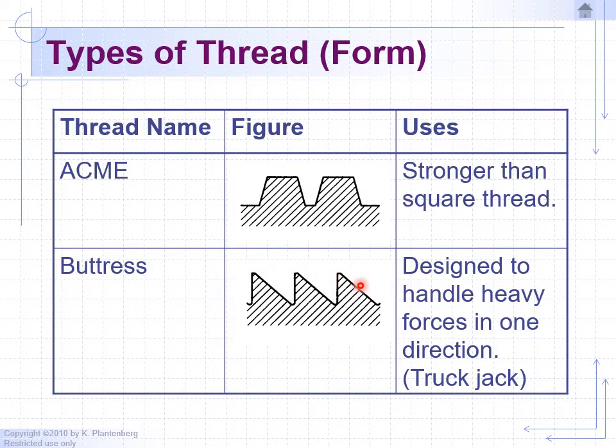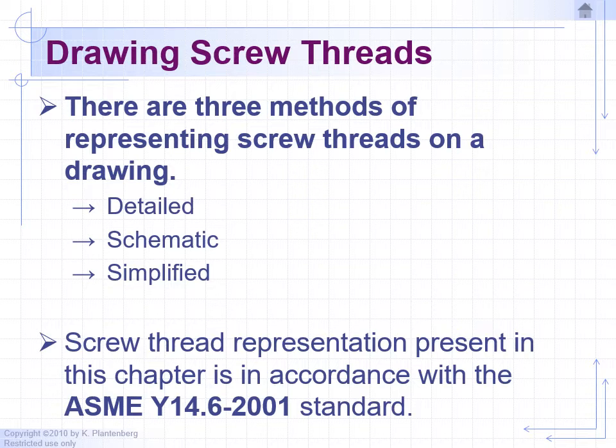And for lifting, like jacks, we want to use the buttress threads. They're a lot stronger. Okay, so how do we draw screw threads on a drawing? There are three methods of representing screw threads on a drawing: the detailed, the schematic, and simplified. Screw thread representation presented in this chapter is in accordance with the ASME Y14.6 2001 standard.